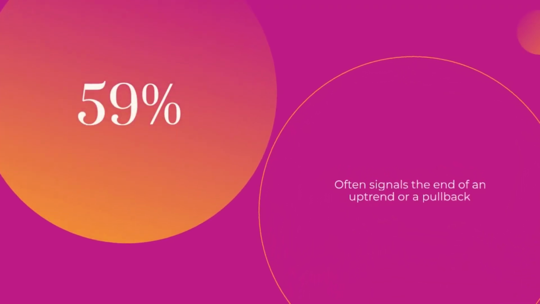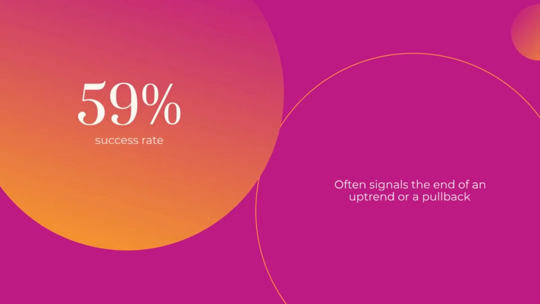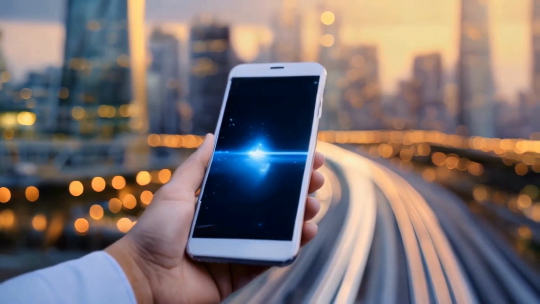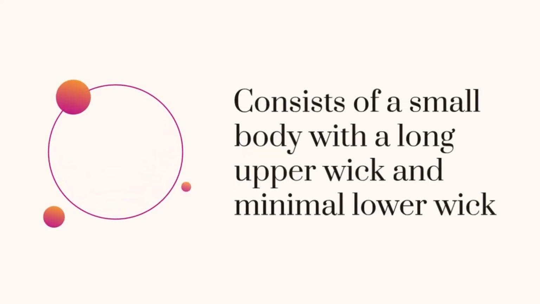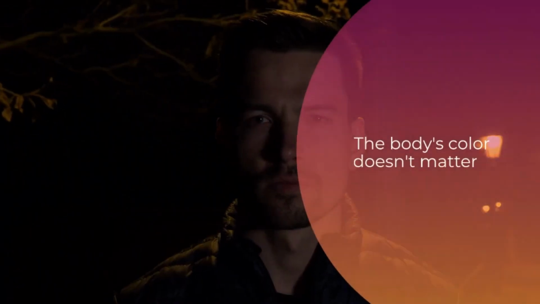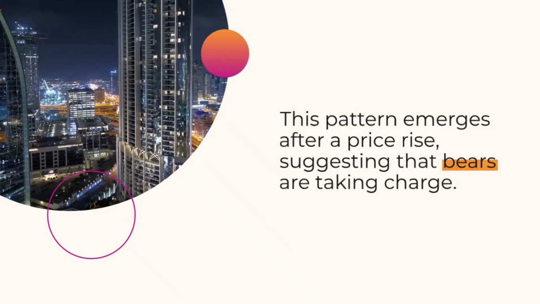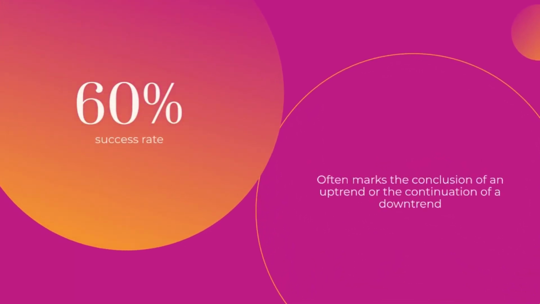With a success rate of 59%, it often signals the end of an uptrend or a pullback. The shooting star candlestick pattern is another bearish reversal indicator. It consists of a small body with a long upper wick and minimal lower wick. The body's color doesn't matter. This pattern emerges after a price rise, suggesting that bears are taking charge. With a 60% success rate, it often marks the conclusion of an uptrend or the continuation of a downtrend.